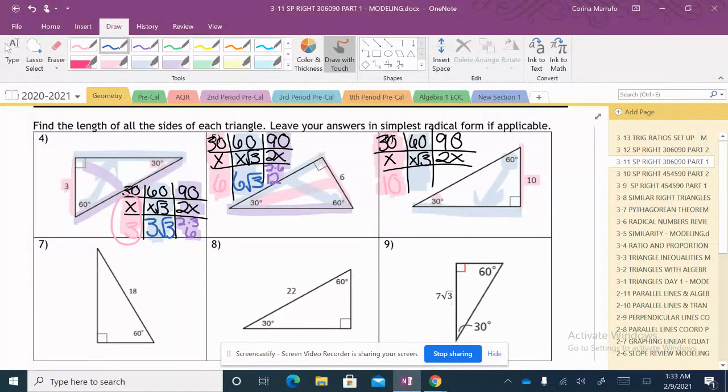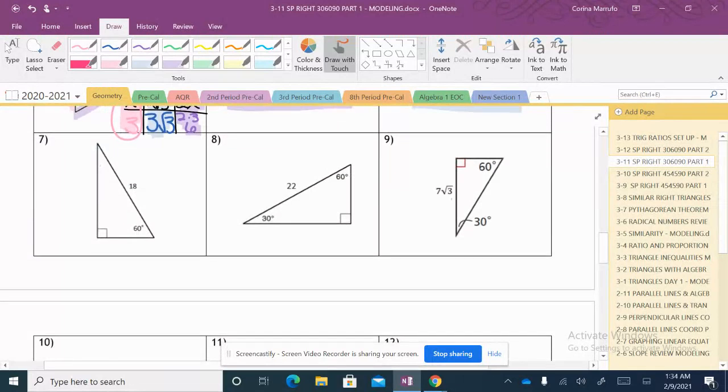So now that we know x is equal to 10 because of this information right here, then that means that this is 10 times the square root of 3. Okay. And then to find the side across our 90-degree angle, okay, which is our hypotenuse, the longest side, we're going to take 2 times x. Well, since x is 10, 2 times 10, that gives us 20. So our hypotenuse is 20.